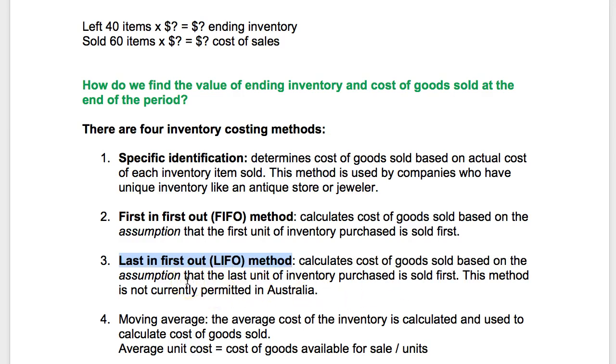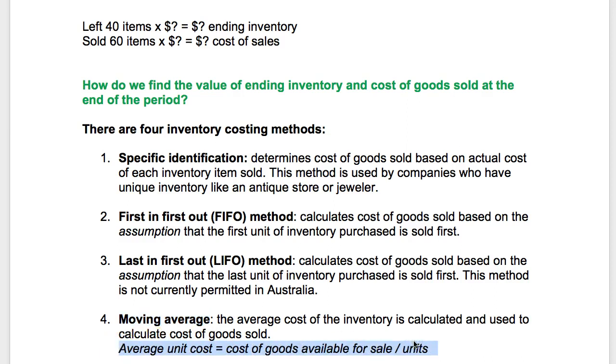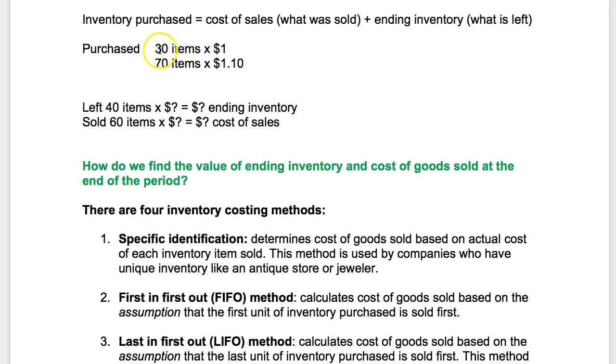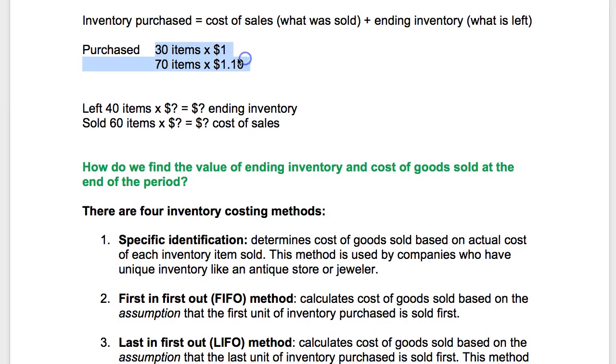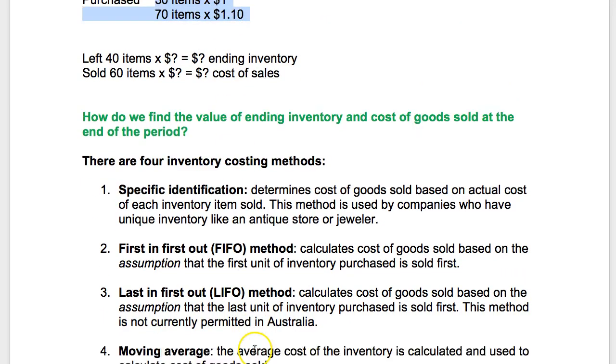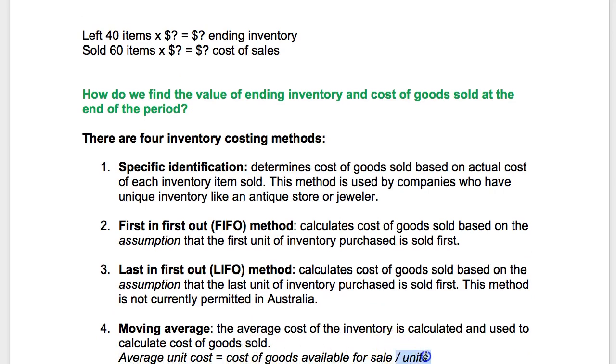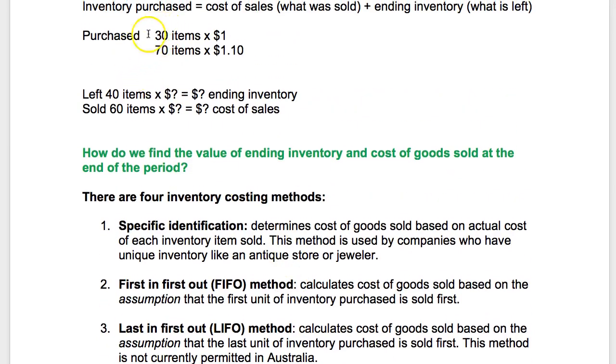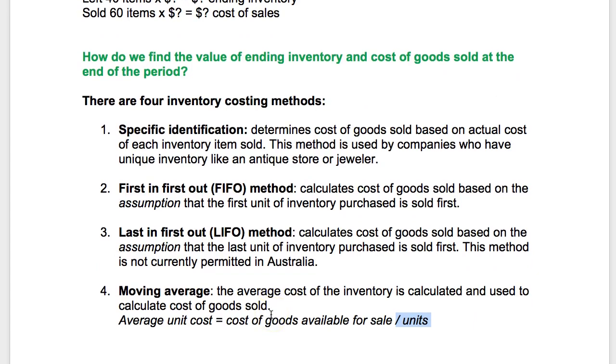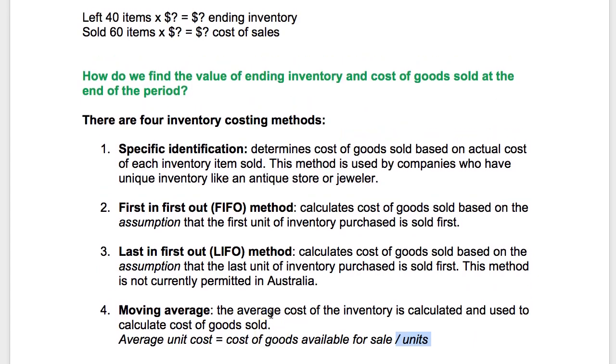Then our next one is called the moving average method. And this is where you just calculate the average. Now, to calculate the average, this is the formula. It's the cost of goods available for sale. Now, cost of goods available for sale is the cost of everything you've purchased. And then you divide that by how many units you purchased. So in that case, it would be 100 units.